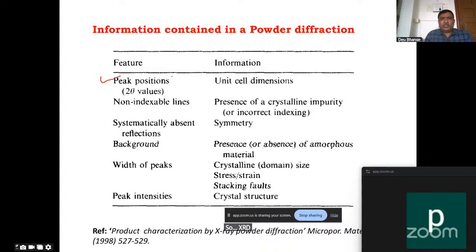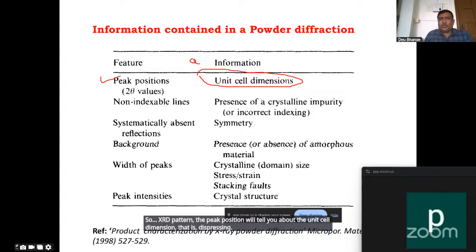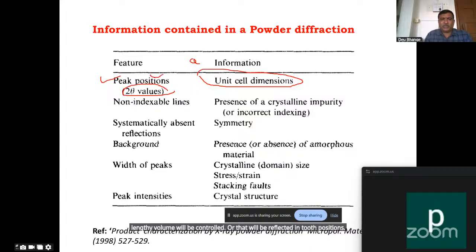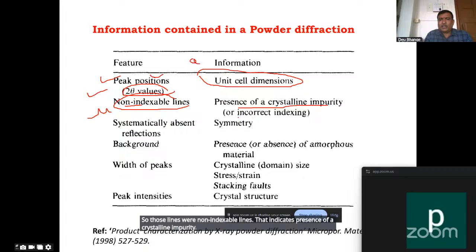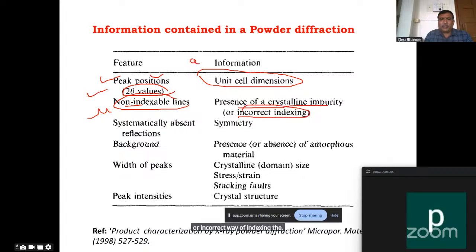In the XRD pattern, the peak position will tell you about the unit cell dimension, that is D spacing, cell length A, volume, which will be reflected in the theta positions of the peaks. Now you have seen already that zinc oxide peak profiles were matched, but there were some extra peaks in your sample. So those lines were non-indexable lines. That indicates the presence of a crystalline impurity or an incorrect way of indexing the XRD pattern. So that is why we have to do the exercise to find out the actual phases in your sample.